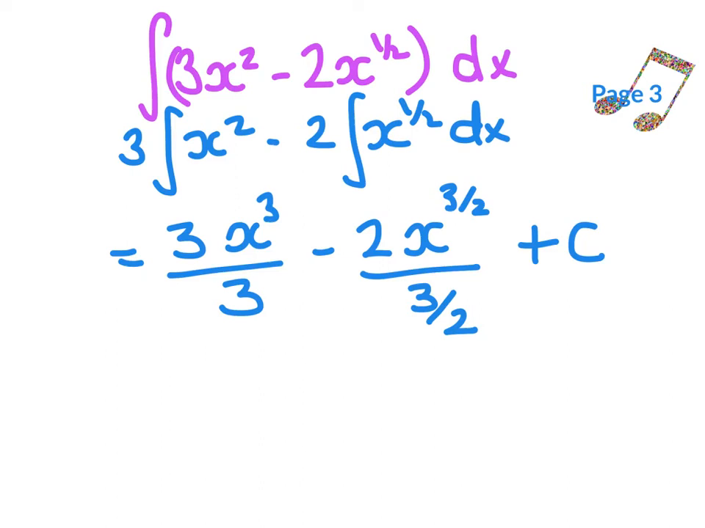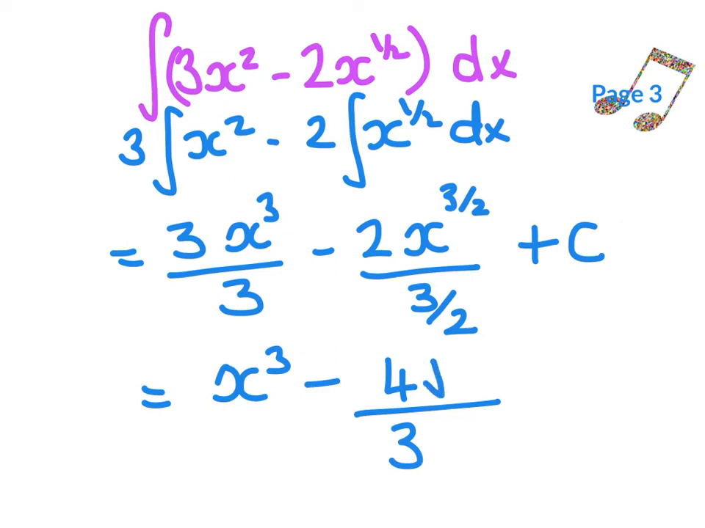On the first fraction here, I've got 3x cubed divided by 3, so that's just x cubed. Dividing by 3 halves is the same as multiplying by 2/3, so it's going to be negative 4 over 3. The x is positive, so it's staying on the top, and it's the square root of x cubed and plus c.